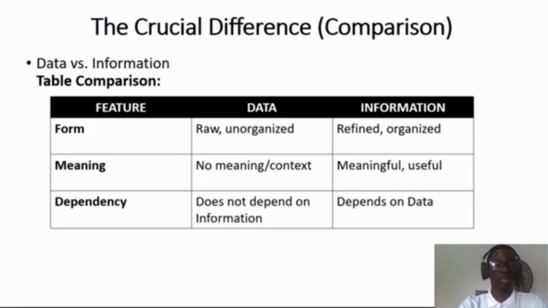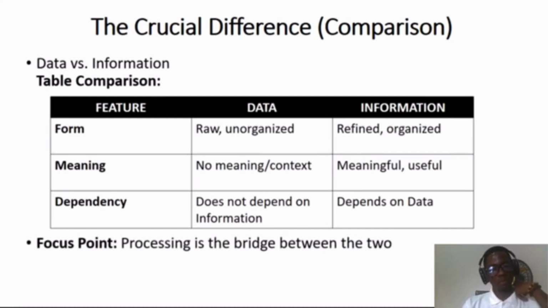Then for the dependency, data does not depend on information, because data is what is collected. Truth is, without data you cannot have information, but without information you can still use data, because it's from data you get information. So information depends on data. Now moving on, focus points. Processing is the bridge between the two.